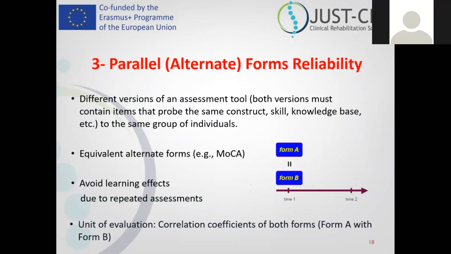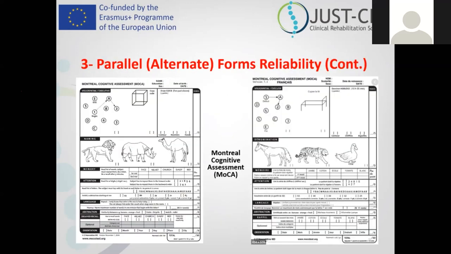The parallel forms reliability is also known as equivalent or alternate forms reliability. This type of reliability is tested for instruments or forms that have different versions of the same instrument. For example, the Montreal Cognitive Assessment is an outcome measure that is used to assess cognitive functions on 8 domains of cognition, and some of the items within the same form have been switched in order to avoid the learning effect or recall bias, because sometimes, let me show you the assessment forms.